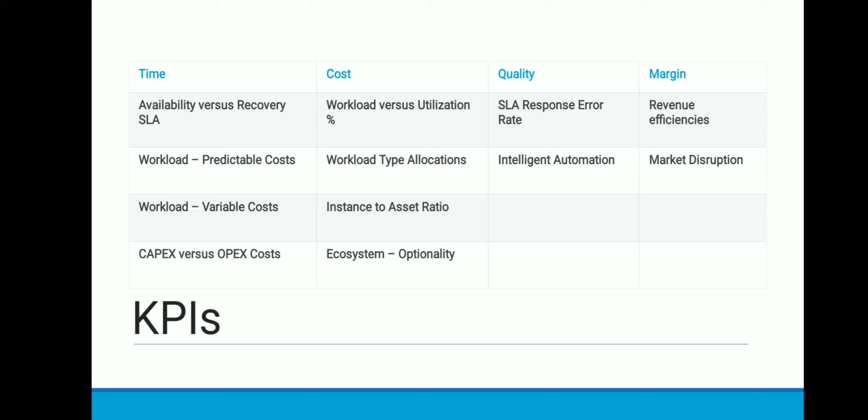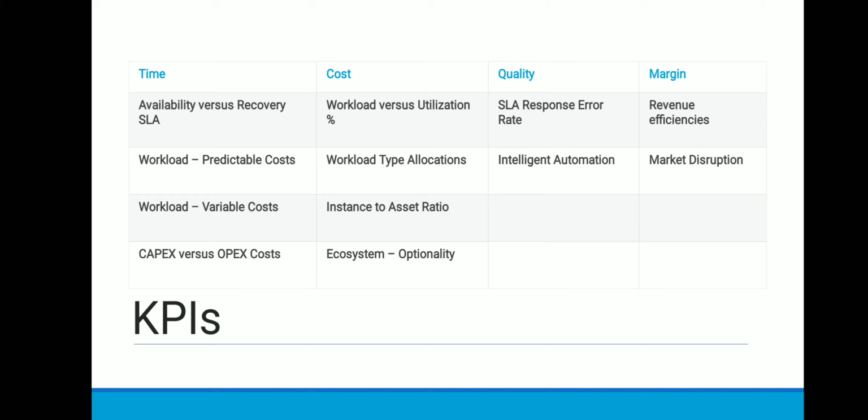Now when we talk about quality, SLA is a response error rate. This is basically simple. So you have SLAs, and then you have the frequency of defective responses. That's what you have to calculate. Intelligent automation is just the level of automation you have in your cloud adoption program that you are planning to have. Revenue efficiencies, from the margin perspective, is your ability to generate margin, maybe increase or budget efficiency per margin.